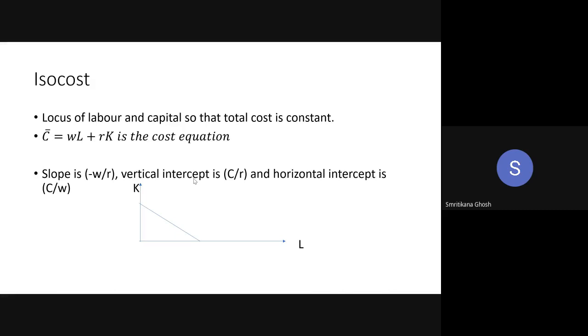So in the next class, we are going to minimize the cost, and there we will add isoquant with this isocost. We will find the equations and so many things are there. So we are going to discuss all those things.